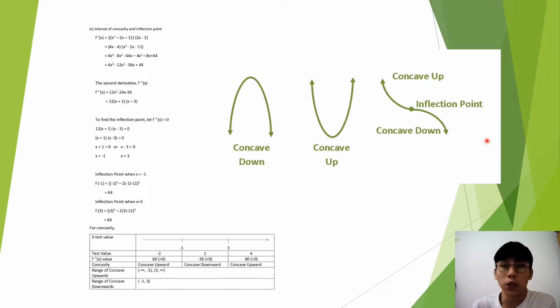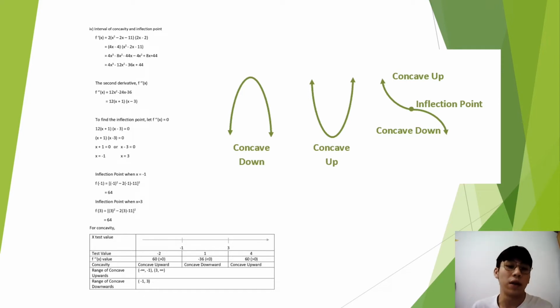We're going to use the equation given by the question, and differentiate it twice to get the second derivative equation. At first we differentiate the equation and we get 4x cubed minus 12x squared minus 36x plus 44. For the second derivative, which we get by differentiating the first derivative, we get 12 bracket x plus 1 bracket x minus 3.